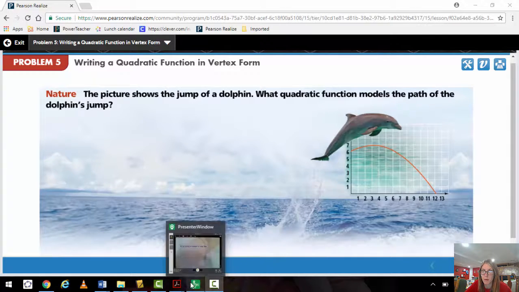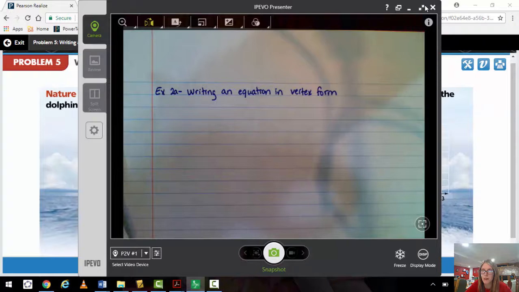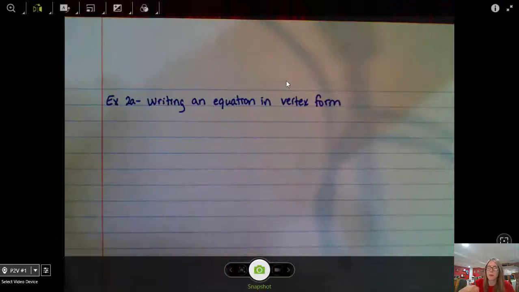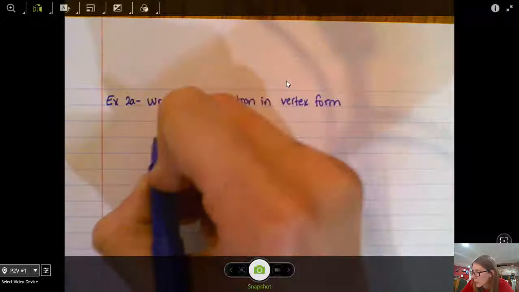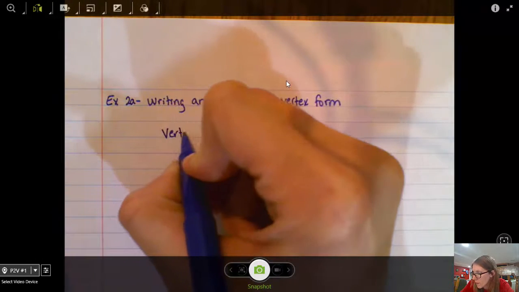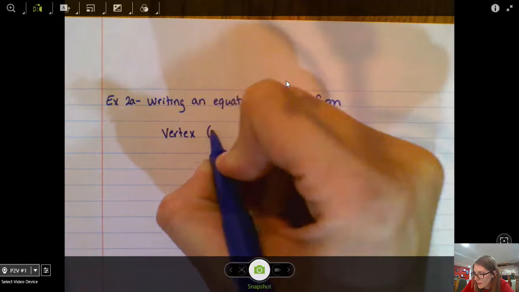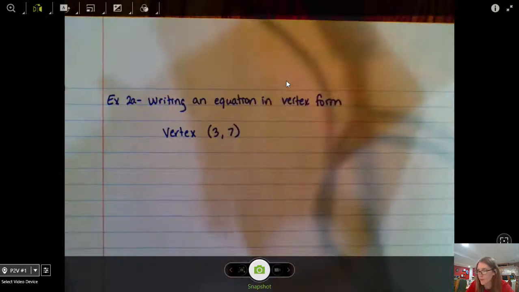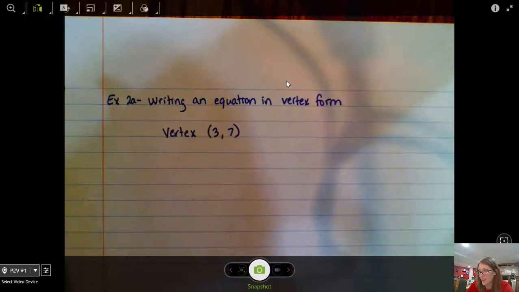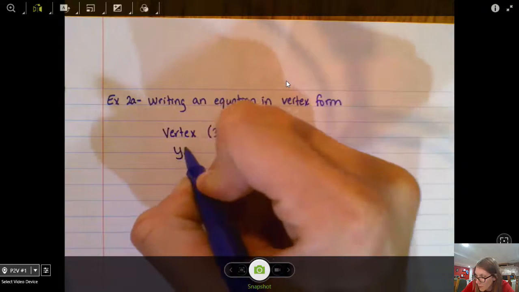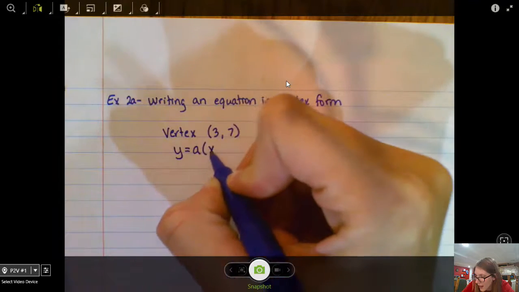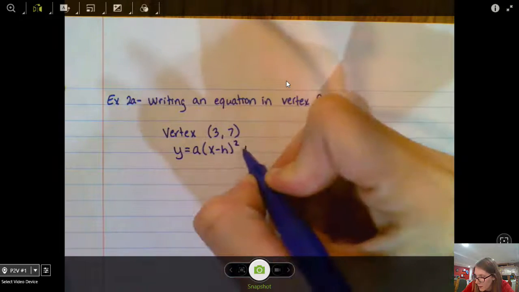So I'm going to go to my paper, and I'll switch back and forth a little bit. I'm calling this example 2a, writing an equation in vertex form. We know our vertex is the point (3, 7). Well, let's start off with what vertex form is. Vertex form is y equals a times (x minus h) squared plus k.